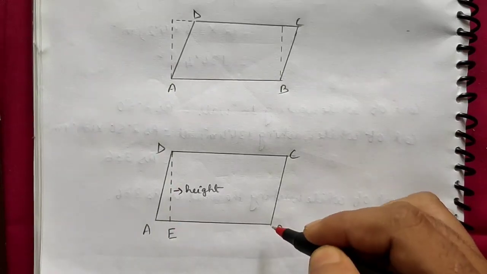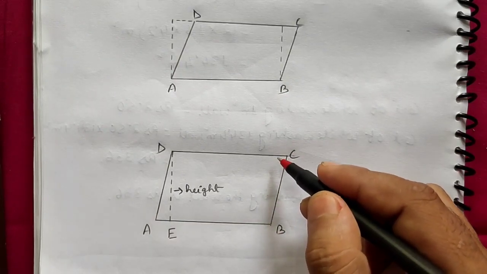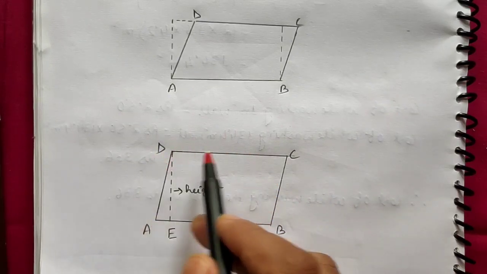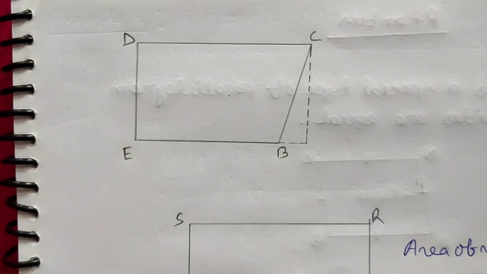Now if we draw another perpendicular, suppose BF, this will be the height for the corresponding base DC, so DC will be the base. Now suppose we cut this triangle AED from the parallelogram, then move it to the right side. What will we find? Let's see. When we cut the triangle and paste it on the right side, we get a shape like this.